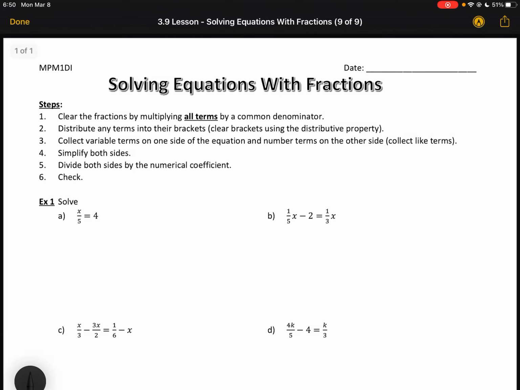This video goes over solving equations with fractions. So here are the steps that we're going to follow for each equation.